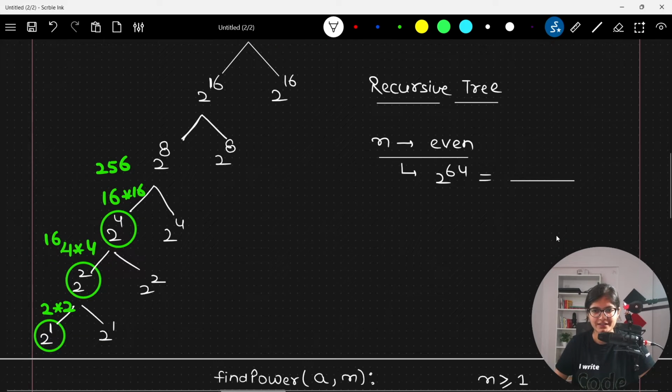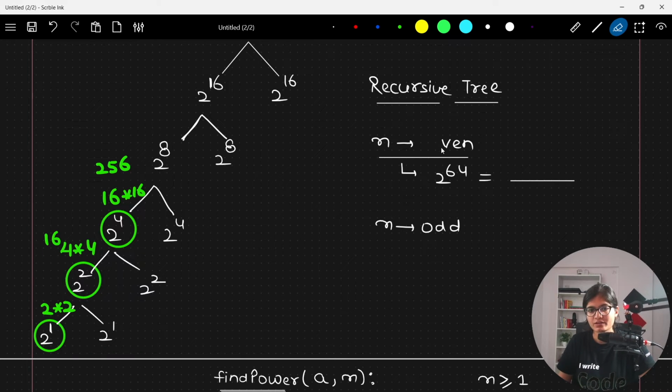And you will be able to get a correct answer. Now when the value of n is odd, let me take a small example here. Suppose, for even, let me take the value of n as maybe 10, which is an even number. With the help of this recursive tree approach, you will be able to get the answer as 1024.